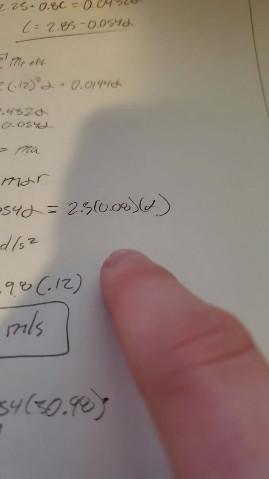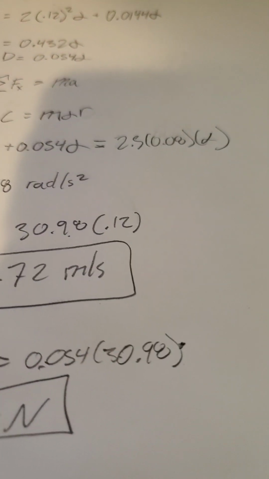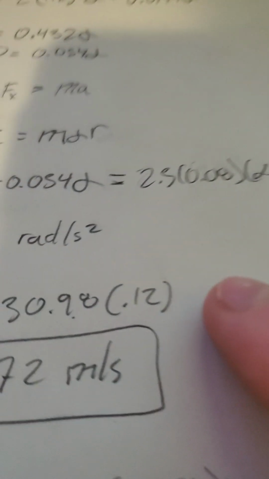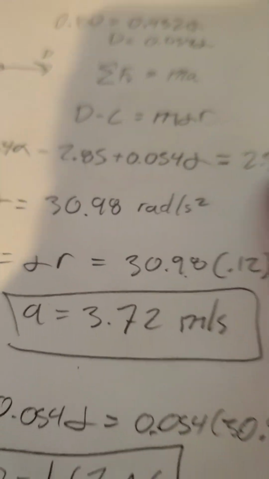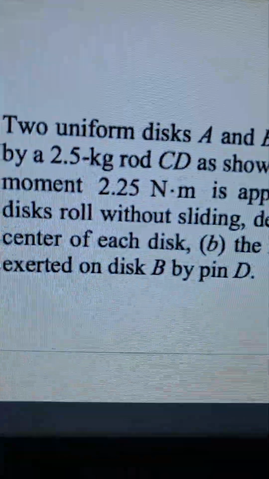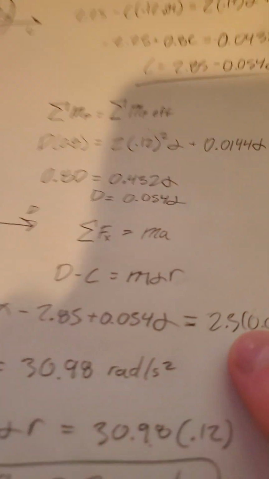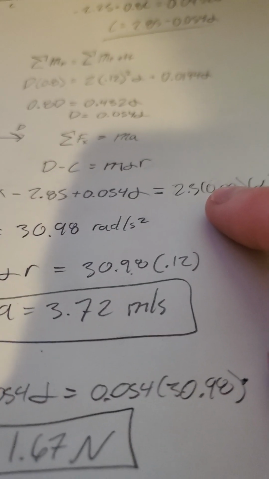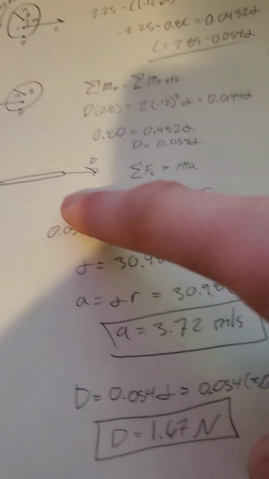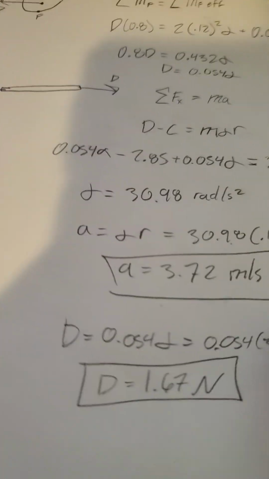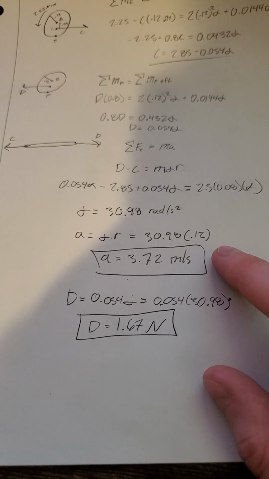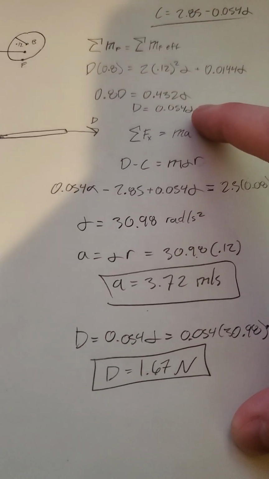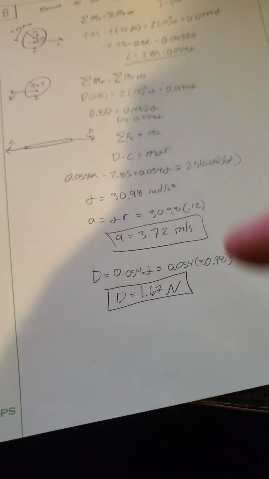So the mistake is actually right here. So I was looking in the solutions because I couldn't get the right solution, and I'm pretty sure this is supposed to be the mass of the bar, which is 2.5 kilograms. In the solutions, it uses the mass of the disk, which is 2, which doesn't make sense since we're talking about the bar. So ultimately, you can solve for the acceleration and then plug the acceleration back into this equation to solve for D, and that will give you the force in newtons. Thanks.